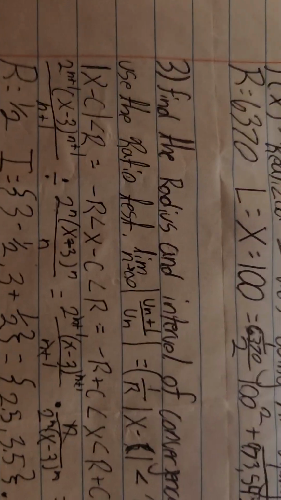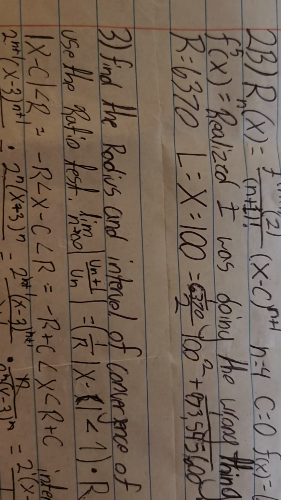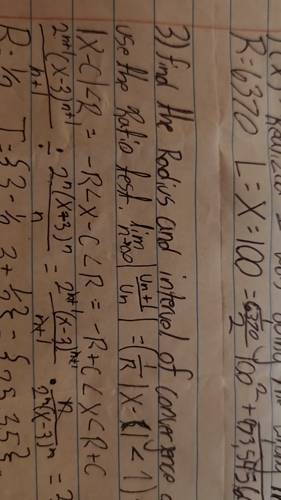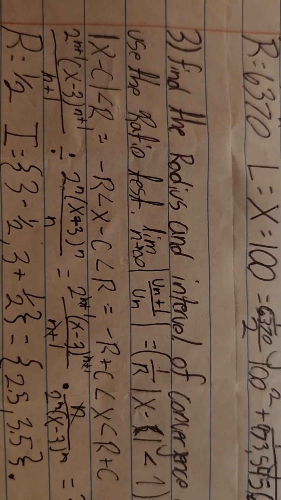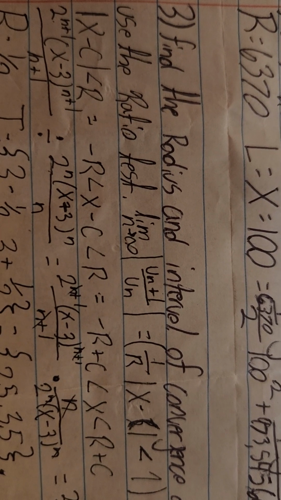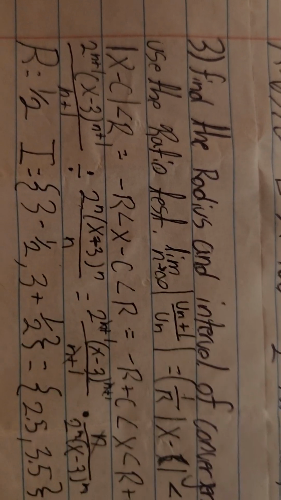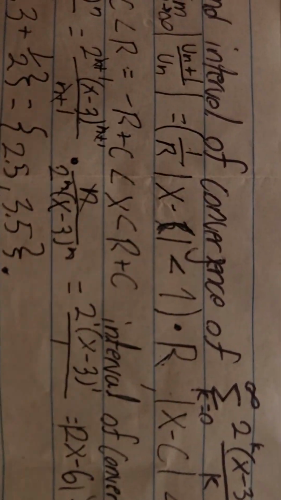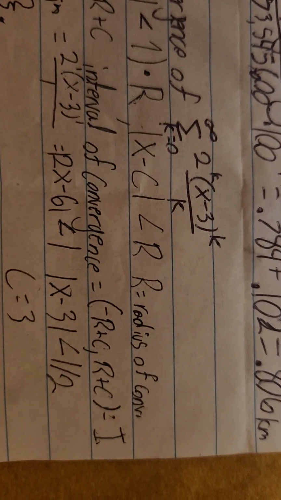So then, plugging it in, absolute value of x minus c is less than r, which is equal to the interval of convergence, which is negative r is less than x minus c is less than r, and then to get the x alone, you get negative r plus c is less than x is less than r plus c. I just did this to help myself remember interval of convergence, which is equal to I.